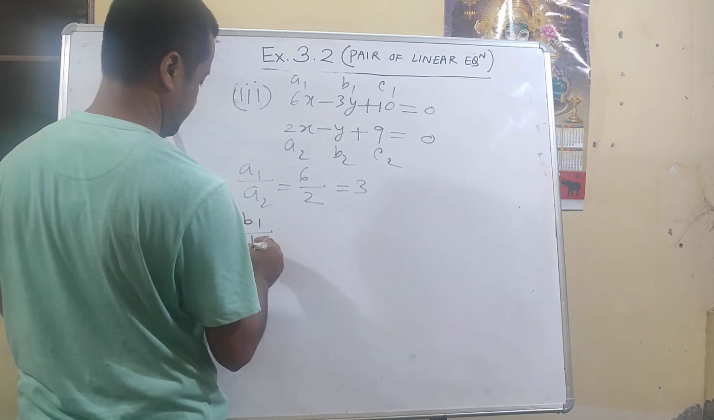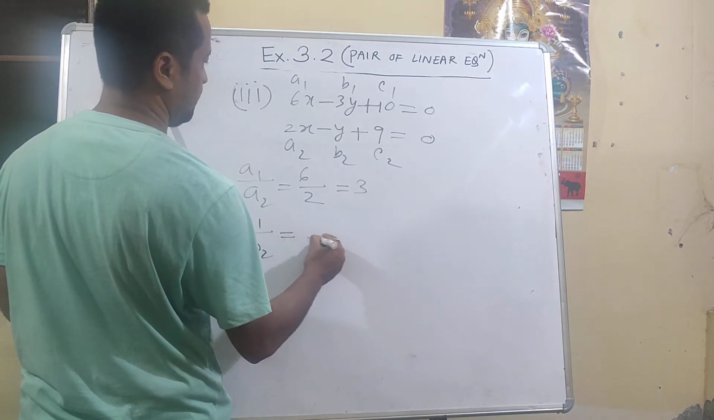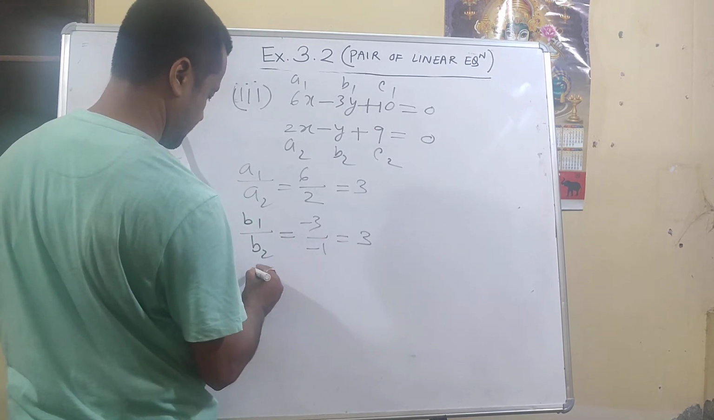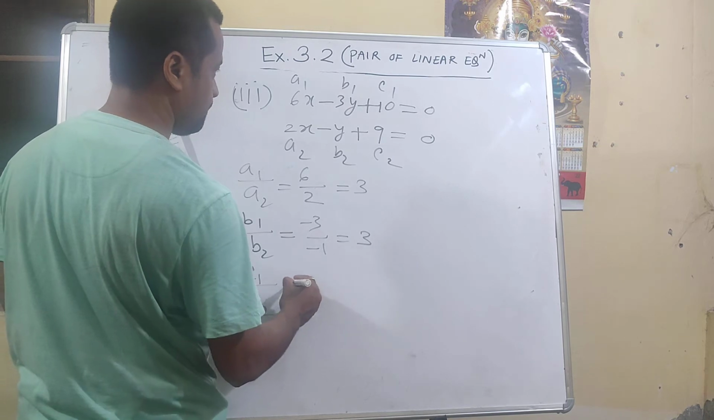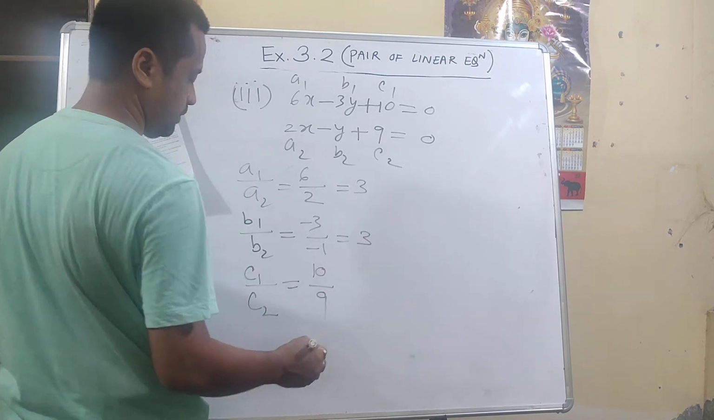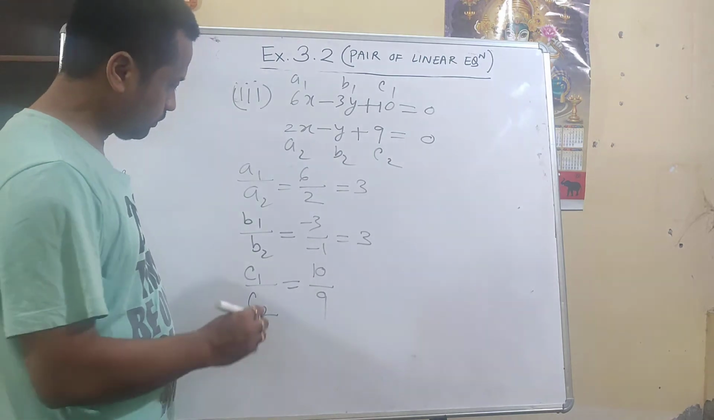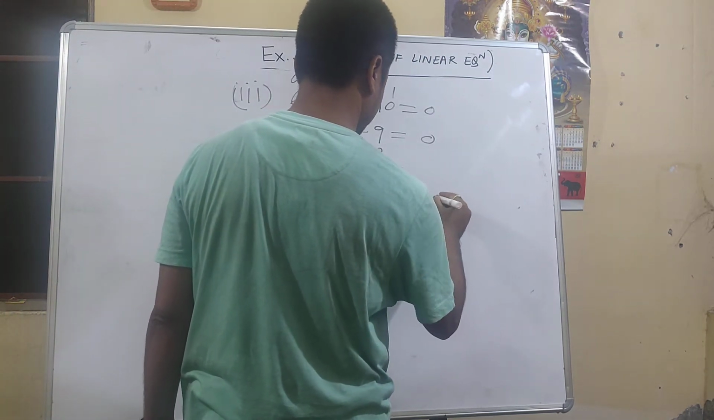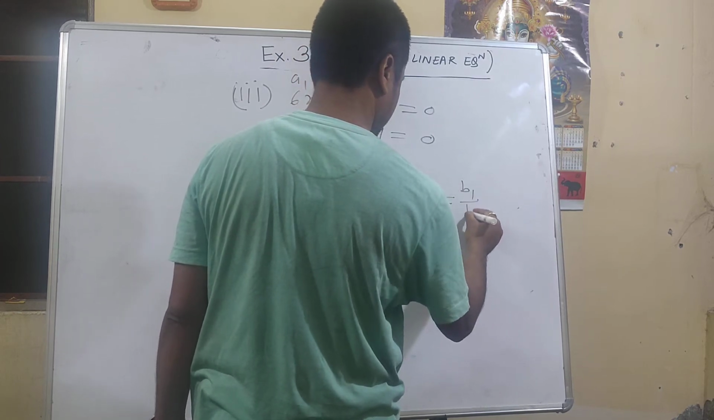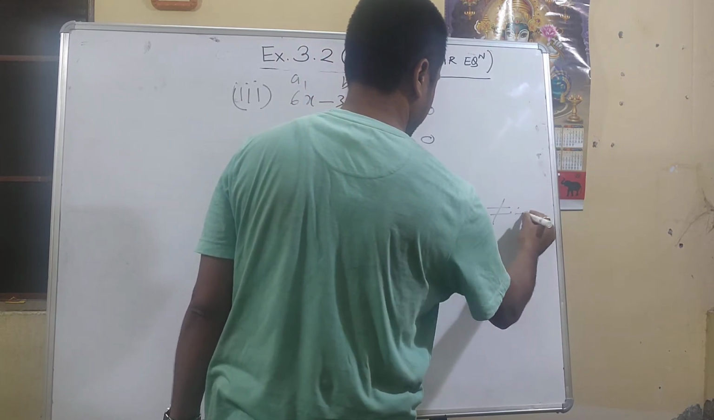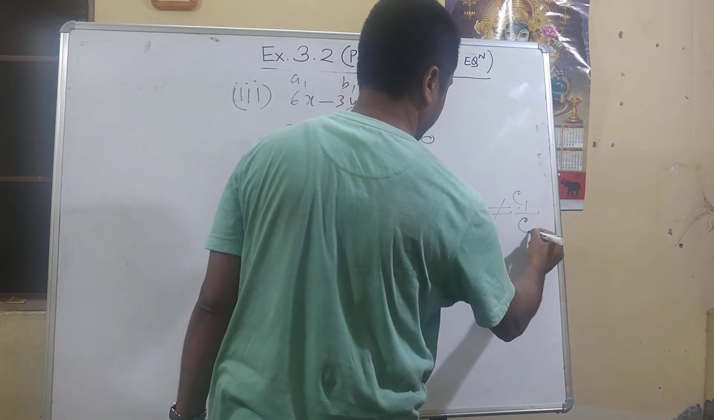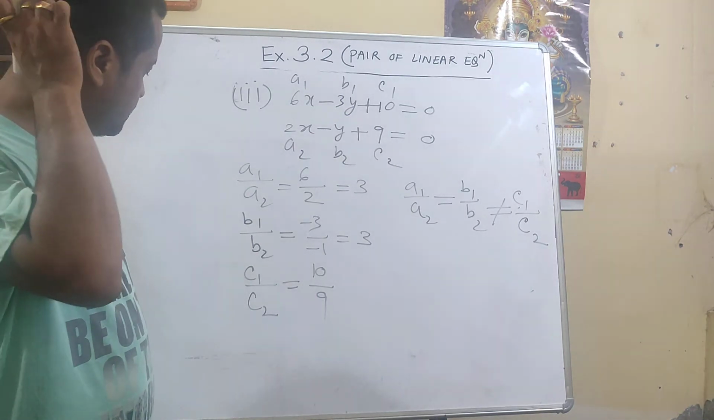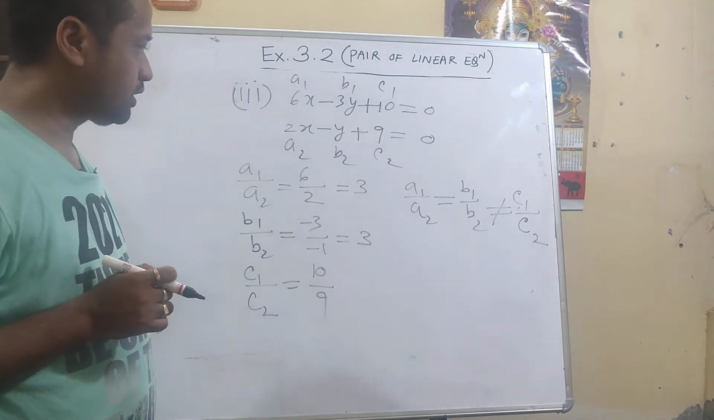Next b1 by b2, minus 3 by minus 1, that is plus 3. Last, c1 by c2 is equal to 10 by 9. So it is seen that a1 by a2 is equal to b1 by b2 but does not equal c1 by c2. So this condition is satisfied.